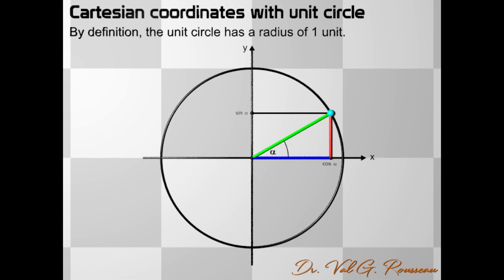What about the tangent? Once again, the tangent of alpha is the ratio opposite over adjacent.